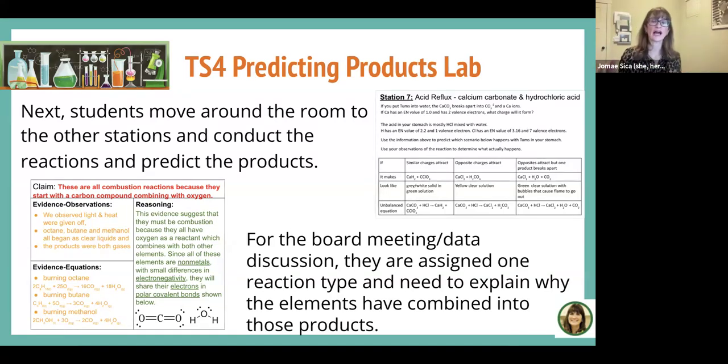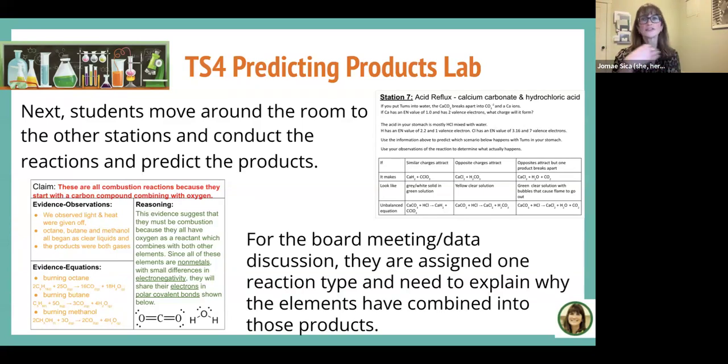Then there are, I believe, 9 stations that you would set out throughout your room, and those 9 stations have all different types of reactions. The reason I picked station 7 is that it is a double replacement reaction that involves an acid and the calcium carbonate. This is the one that's going to help them come back at the end and make their data-informed prediction about what is going to happen to the Capitol building. The acid here is different. It's hydrochloric acid instead of nitric acid or sulfuric acid, but it's a very similar reaction to what they're going to have to predict at the end of the lab. So that's why I picked that one to showcase.